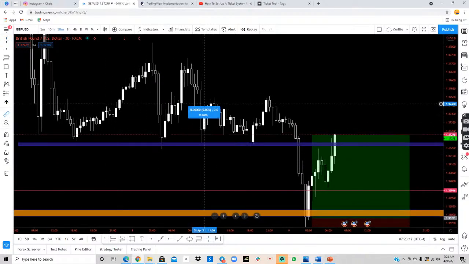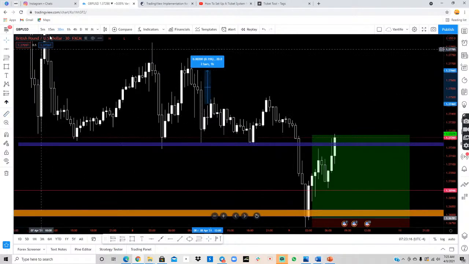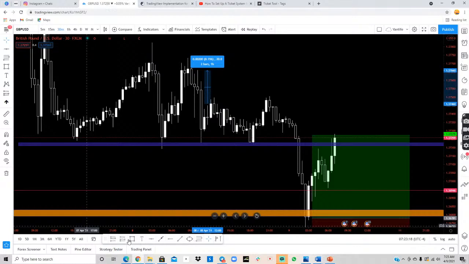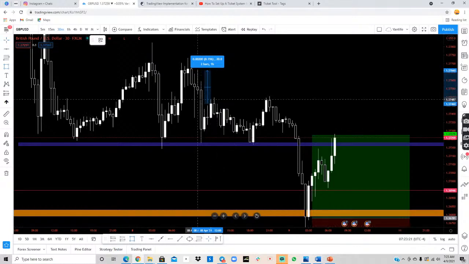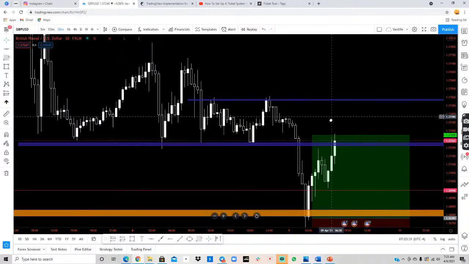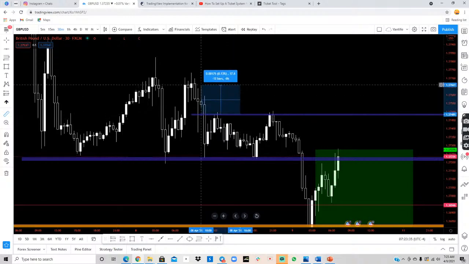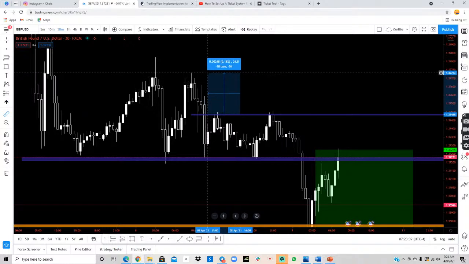Let's measure this range to see. Yes, I think better buys will actually need price to break and close above this level. We need price to break and close above here. Could possibly get like a 20 pip move. Wick fill 25 pips. So let's see how it goes still.